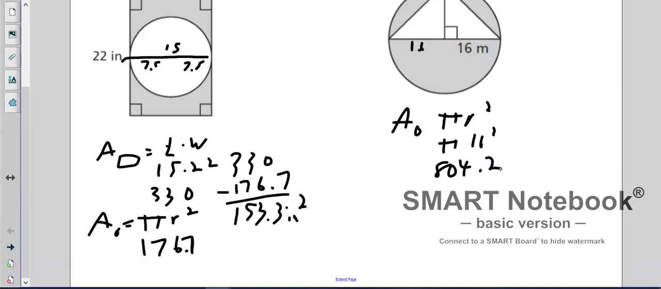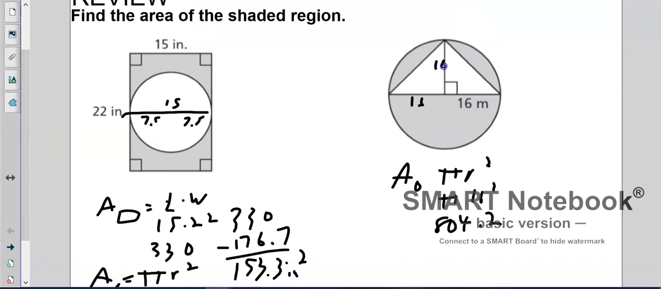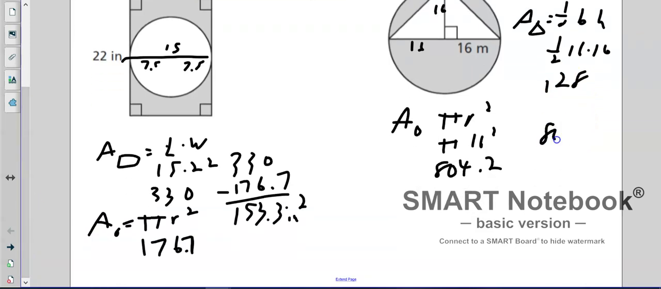Now the area of the triangle, this is also 16 because it's the radius. So the area of a triangle is 1/2 base times height. Well, that's 1/2 16 times 16. So 16 squared divided by 2 is 128. So if we do 804.2 minus 128, we get 548.2, and that's square meters.